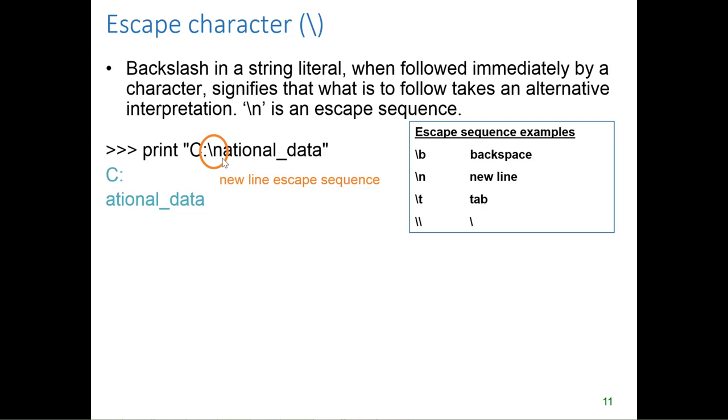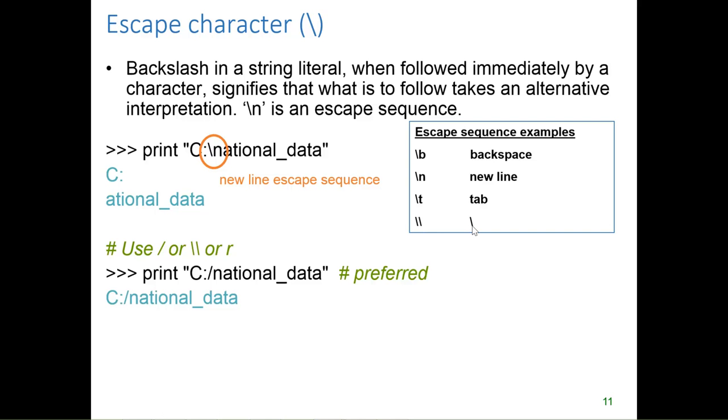A \n is an escape sequence for new line. A \b is an escape sequence for backspace. \t is the escape sequence for tab. And \\ is an escape sequence for backslash. We have different ways to work around this problem. We can use the \\, and this is what you'll see in most of the examples, preferred. We can use a double backslash because that's escaping the slash, so that it'll be interpreted as a slash.